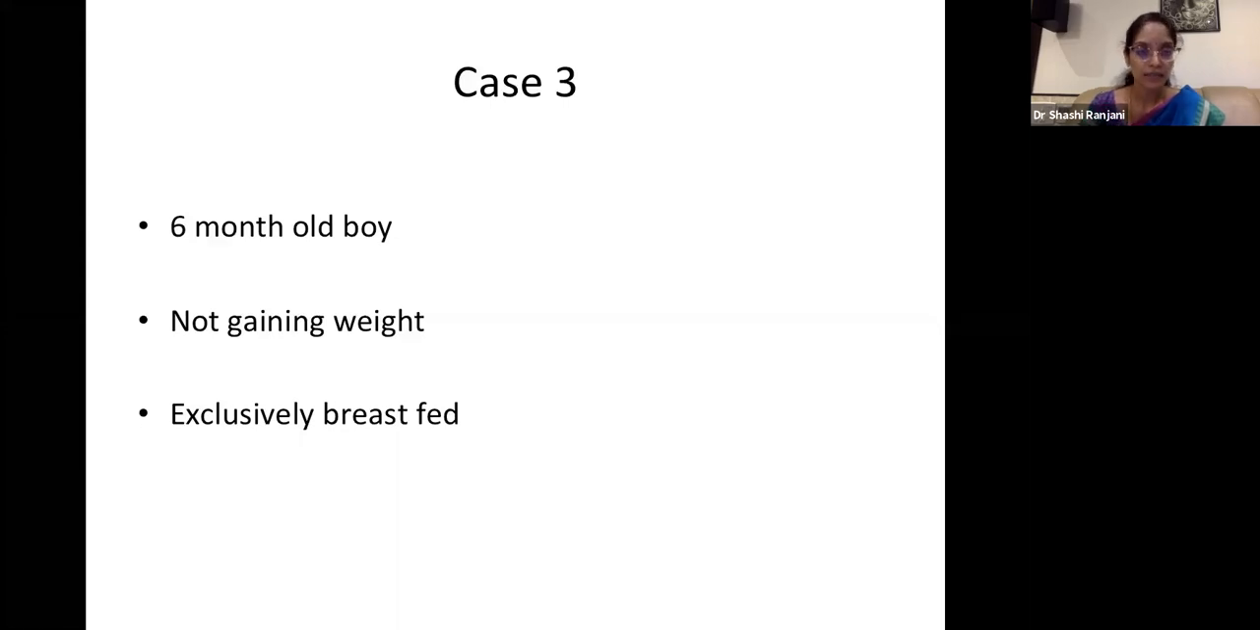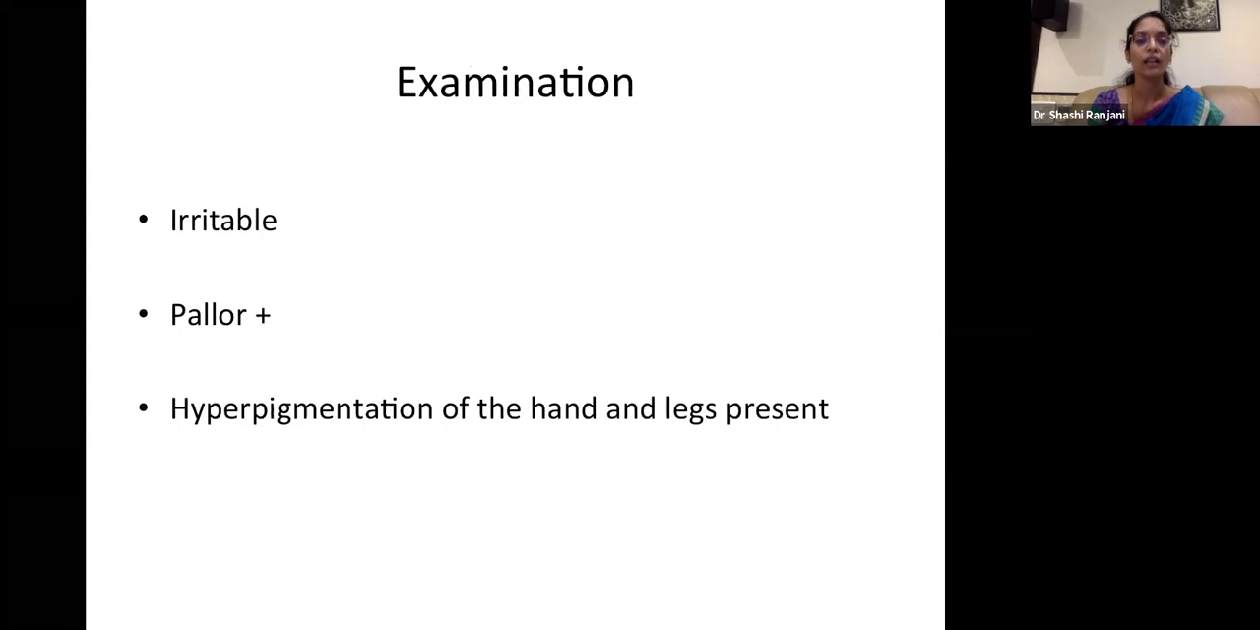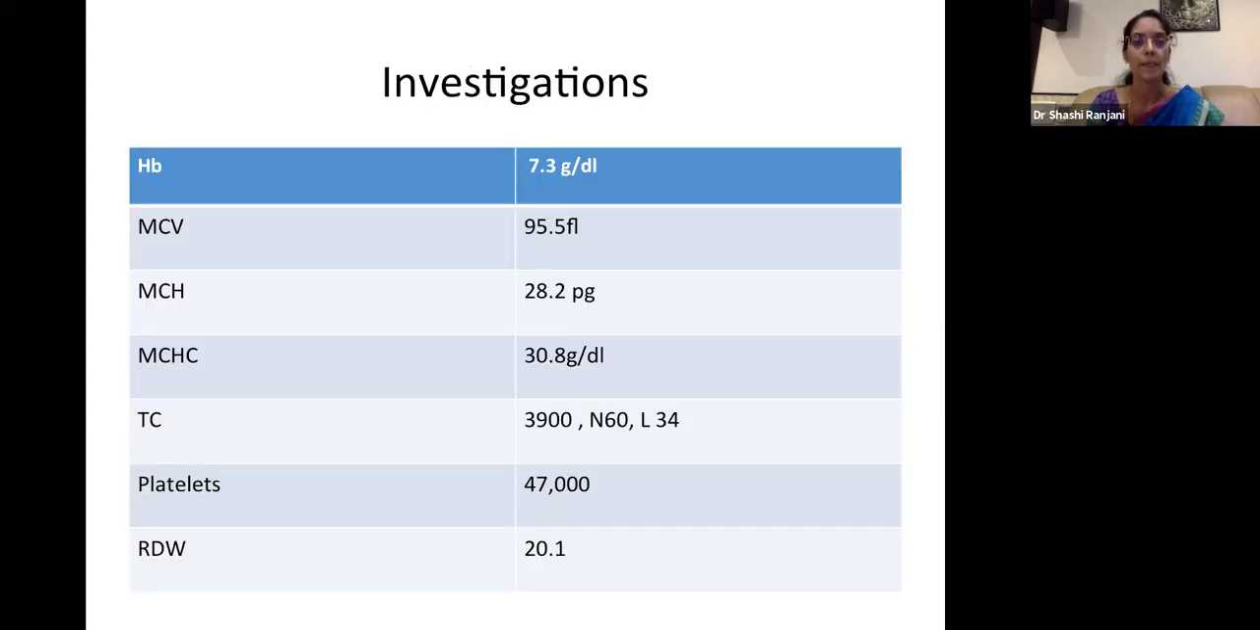This is a 6-month-old boy who was brought because he was not gaining weight. And this child was exclusively breastfed. On examination, he was irritable, he was pale, and he had hyperpigmentation of the hands and legs. So these are his investigations. So he was anemic. You can see the indices.